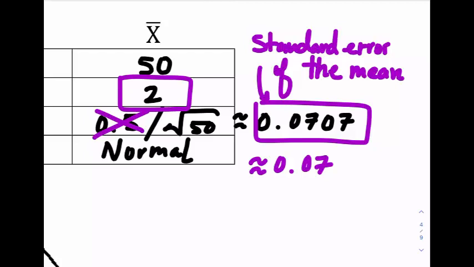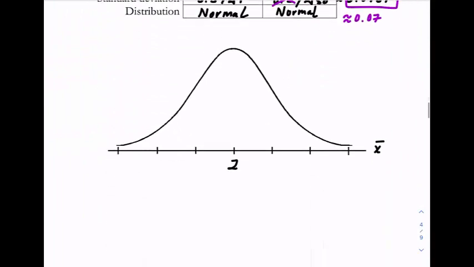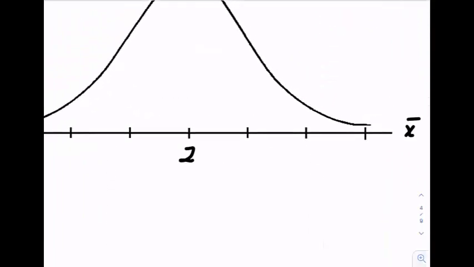Later, the verbiage there of the mean is going to get dropped off, and then we're going to just start calling these a standard error. And again, the standard error by definition is the standard deviation of our sampling distribution. So we have a new standard deviation. Let me go ahead and add 0.07 in this case.